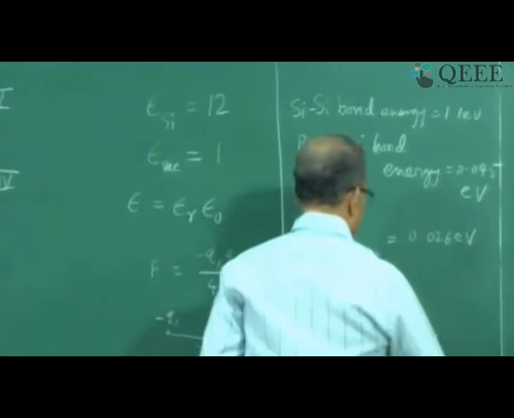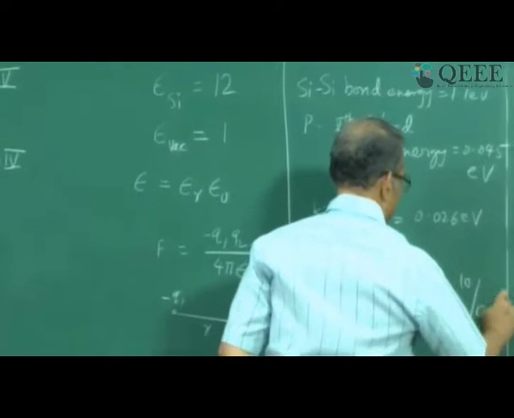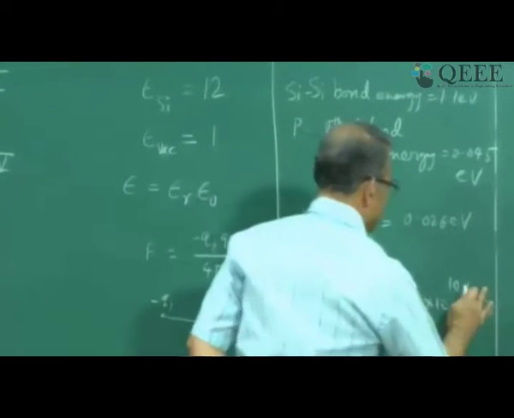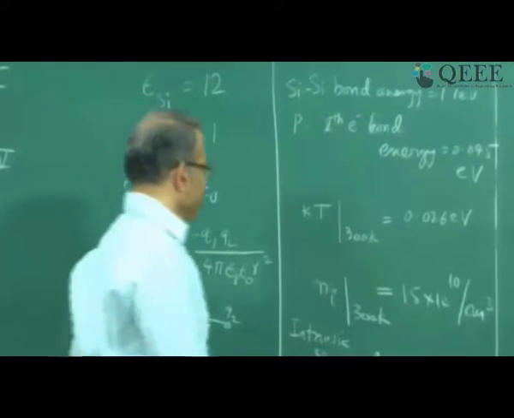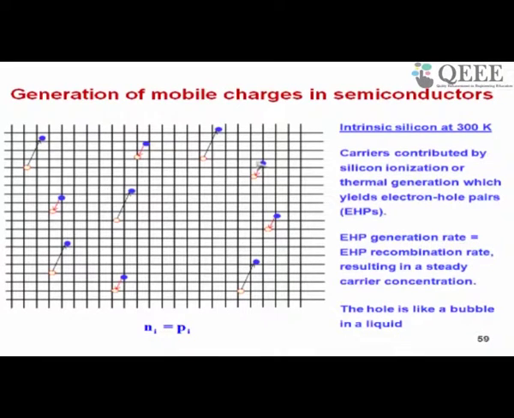So this is about 1.5 into 10 power 10 per centimeter cube. This is in pure silicon. That is, go back to this slide and you see here Ni equal to Pi. I am giving you the value of Ni, 1.5 into 10 power 10. Now you might say that 10 power 10 is a very large number.